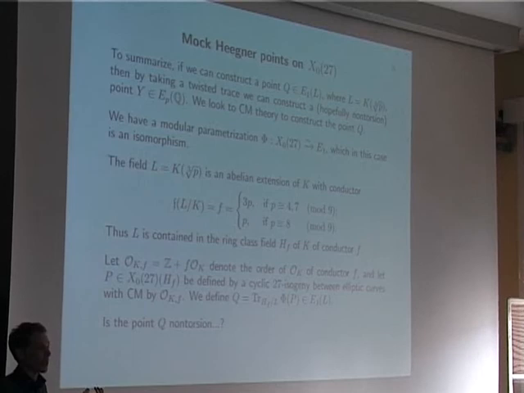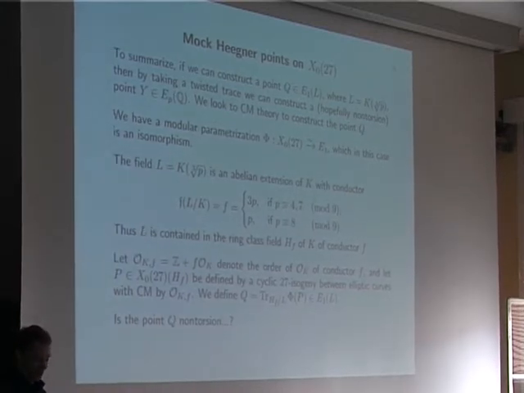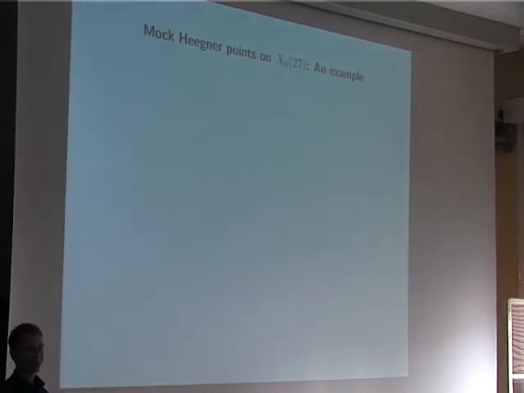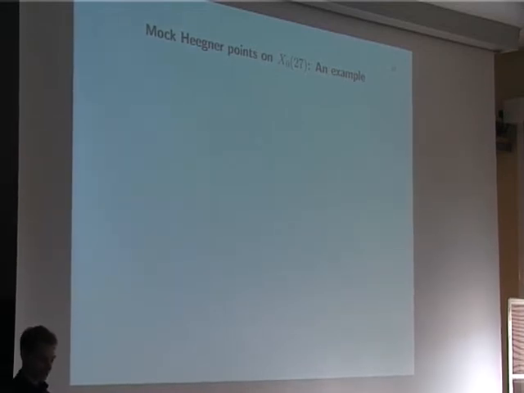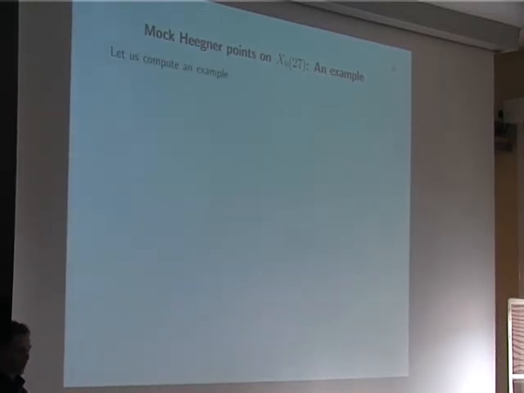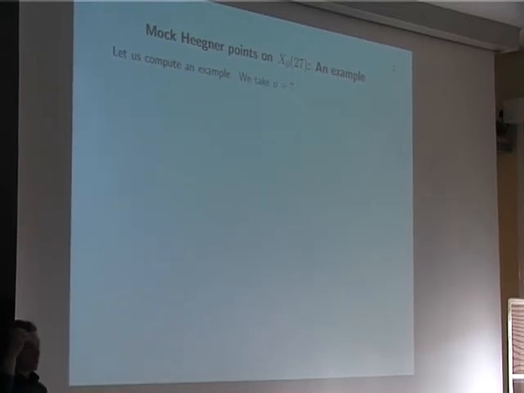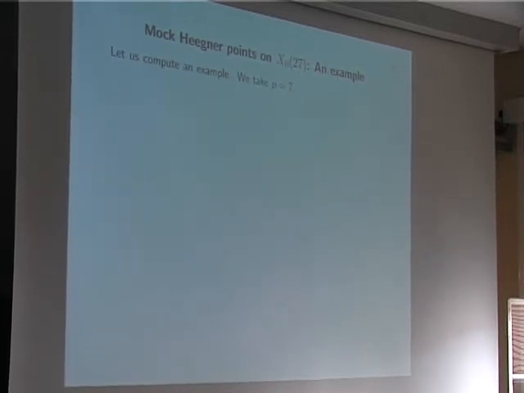So, all right, is the point non-torsion or not? That's sort of the end game here. All right, so let's literally see if we get a torsion point or not. So it's time to do an example. All right, so the smallest prime that we can consider is p is 7.